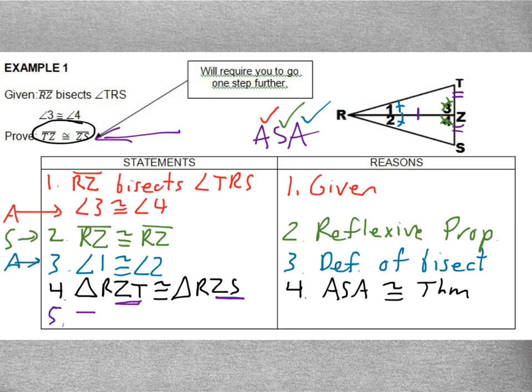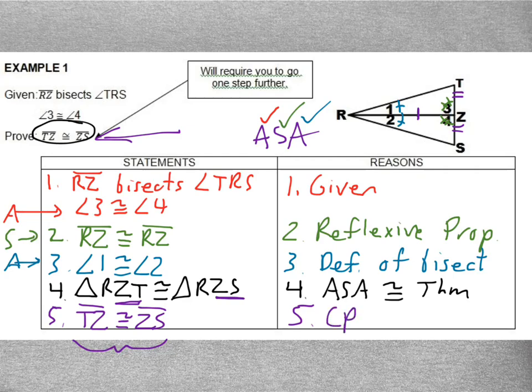So I can go ahead and jump here. So I'll say TZ is congruent to ZS. Note that the order of the letters doesn't matter for segments because it could go from either or. It's just in the triangle statement that the order matters. And why do I know that they're congruent?